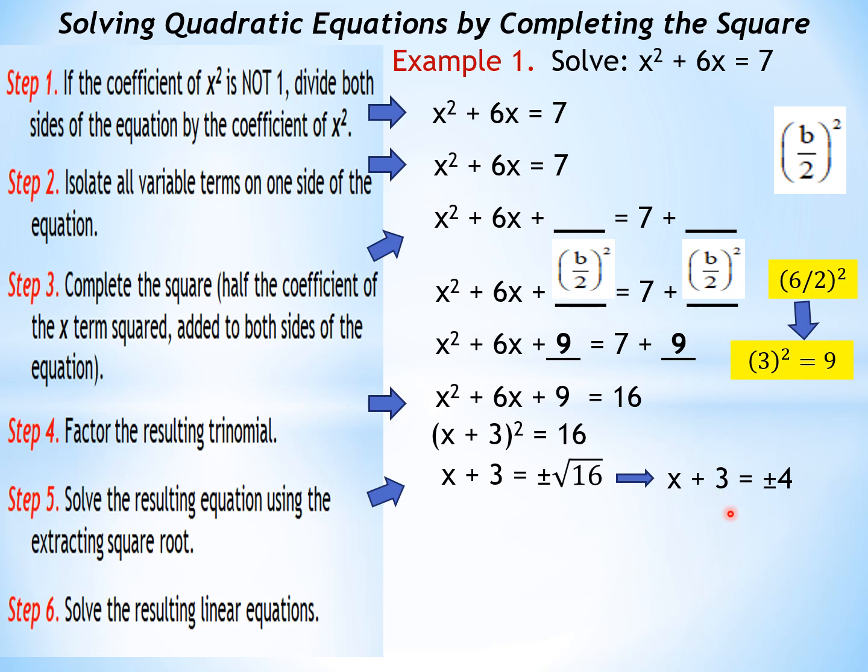So, heto na yung mga linear equations natin. So, isosolve natin using step number 6. Solve the resulting linear equations. Ngayon, ang gagawin natin, so kung mapapansin nyo, x plus 3 equals plus or minus. So, paghiwalayin lang natin yung dalawa. Okay? So, yung isa, x plus 3 equals 4. Kinuha natin yung plus 4. Okay? Yung isa naman, x plus 3 equals negative 4. So, nandito si plus, nandito si minus 4.